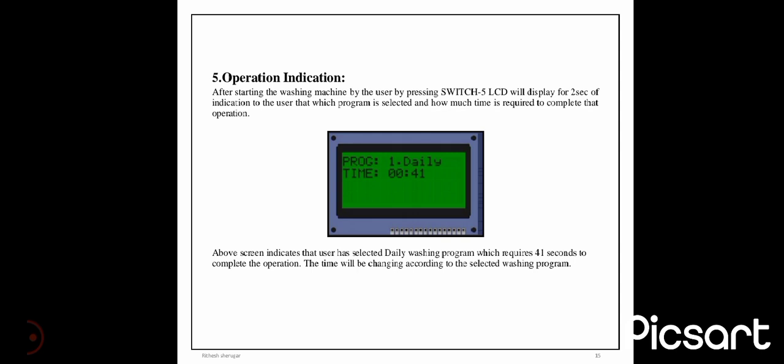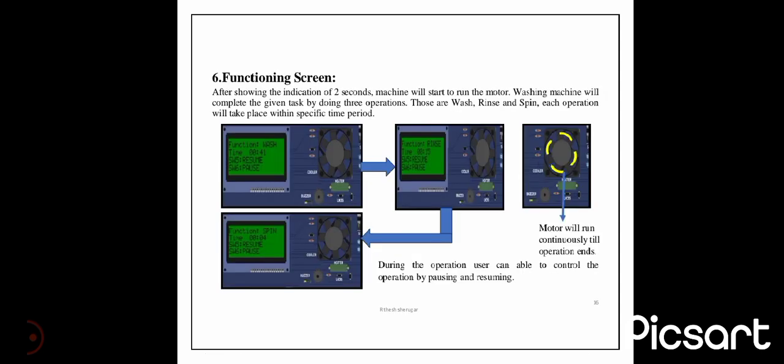Operation indication. After the user starts the washing machine by pressing switch number 5, the LCD will display the message of what type of program is selected and how much time it requires to complete the operation. By this, the user will come to know what type of operation he has selected and how much time it requires to complete. This screen will show for 2 seconds and after that the process will get started.